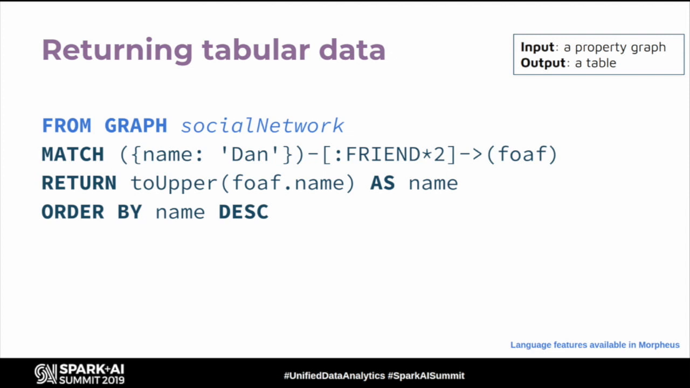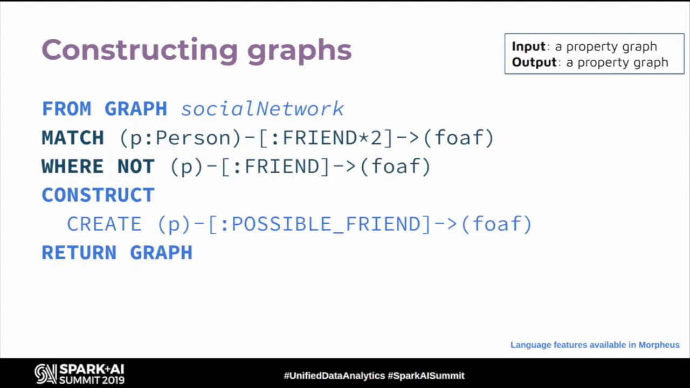And then on top of that graph, we run a pattern matching query where we look for friends of a friend of a person called Dan, and just return the names of those friends of friends. So it's basically persons that are two hops away from Dan in that scenario. We order the result by name and return it. So the output here is a tabular result, because it's just a table which contains the names of those friends of friends.